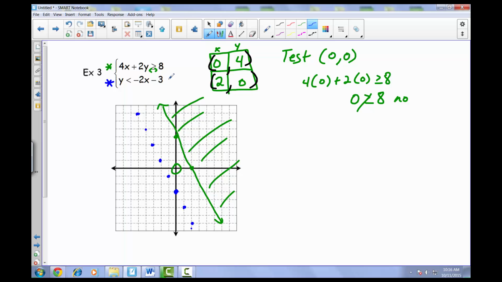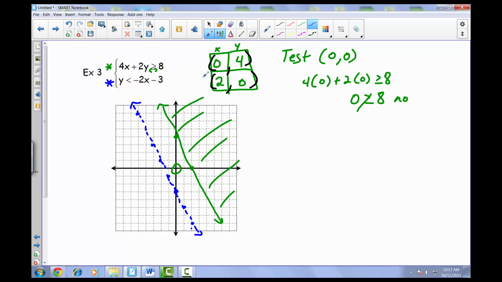Now determining if this is a solid or a dotted line, we notice that there's no bar underneath, and as a result, this would be a dotted line between these points. So you would see something like this.